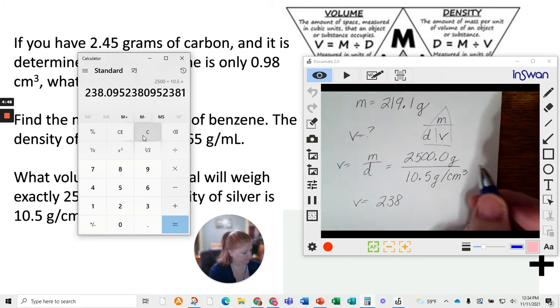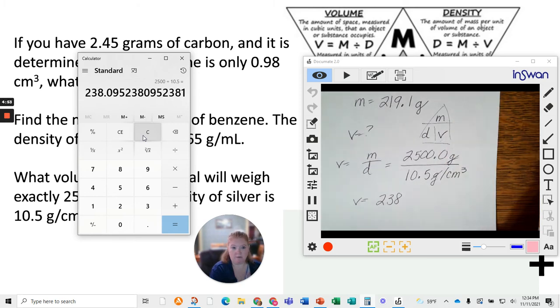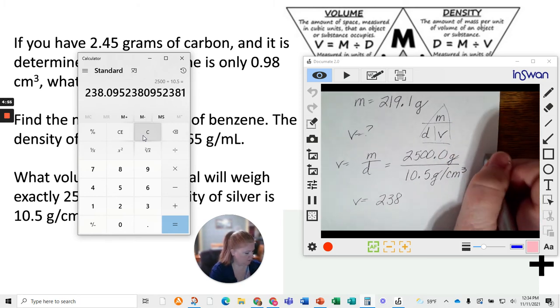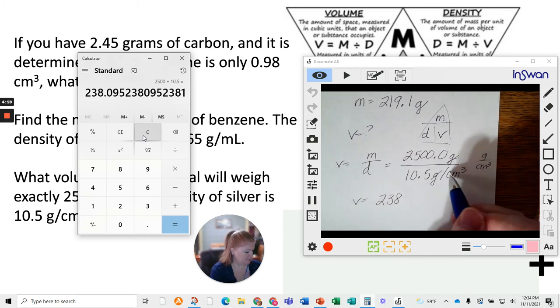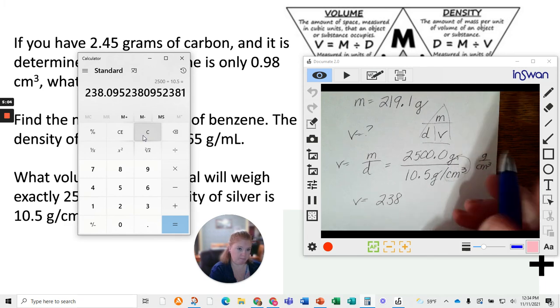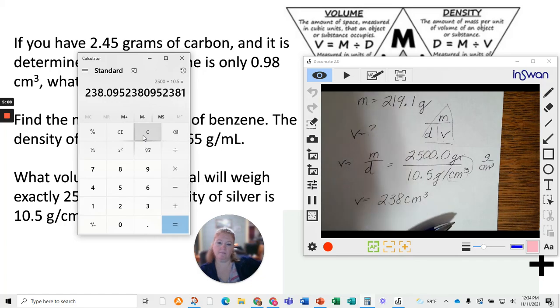I need a unit. Well, I have grams on the top and grams on the bottom, so those definitely cancel out. But this is written grams per centimeter cubed. So remember, they're on the opposite side. So even though this centimeter cubed looks like it's on the bottom, it's really up here. So my units would be centimeters cubed. And there you go.